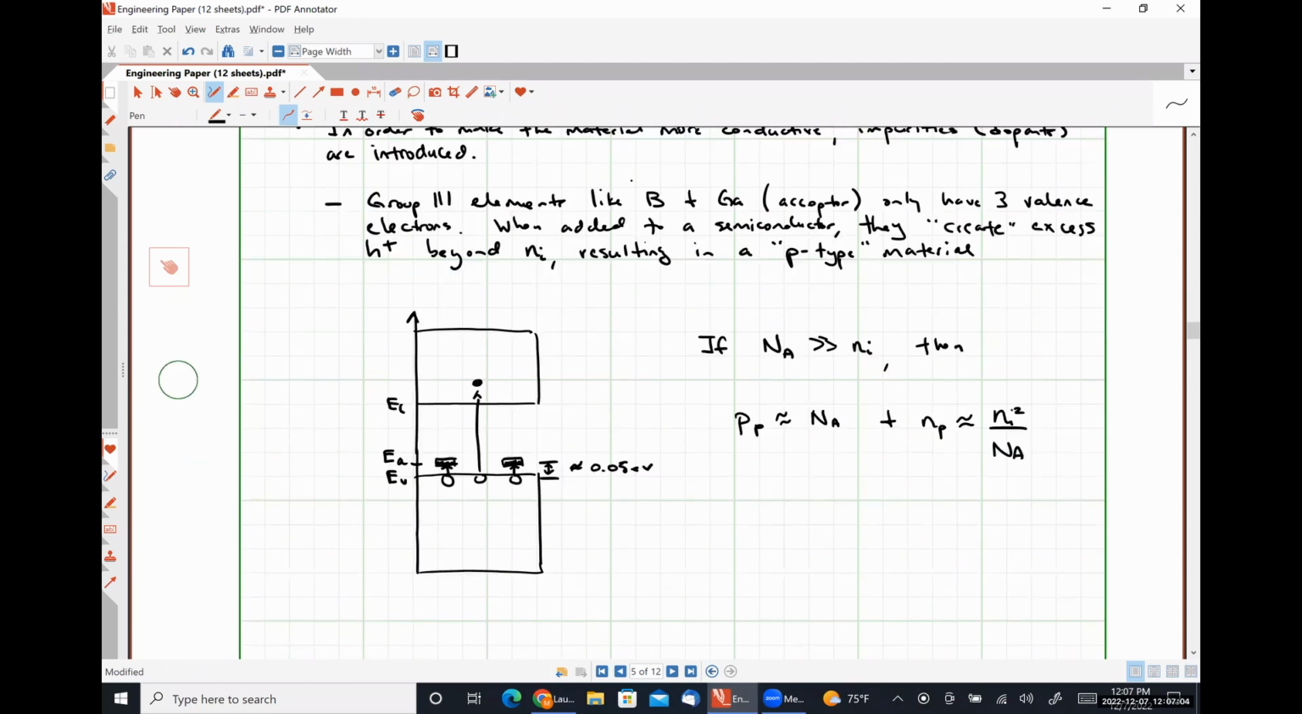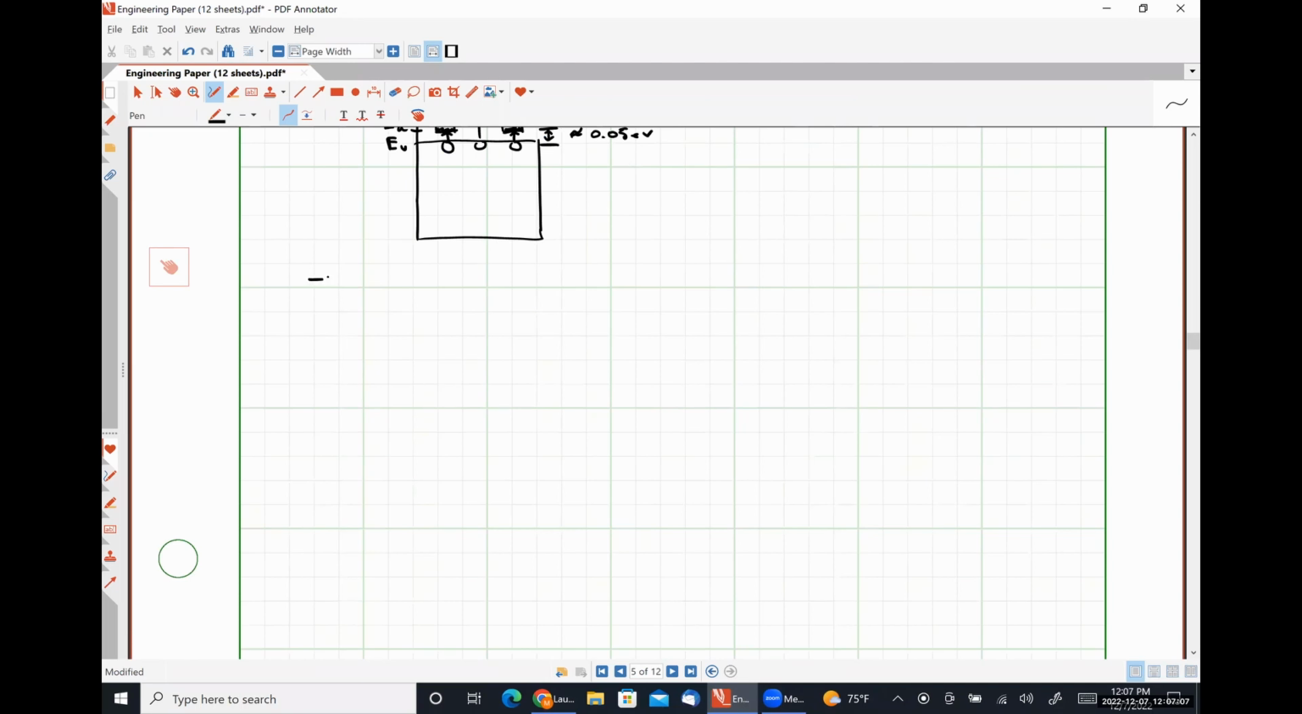Now we're going to talk about what happens if we do group 5 elements, right? So group 5 elements, like phosphorus and arsenic, are called donor dopants, and they have 5 valence electrons.